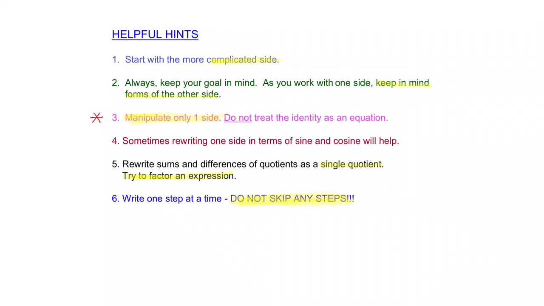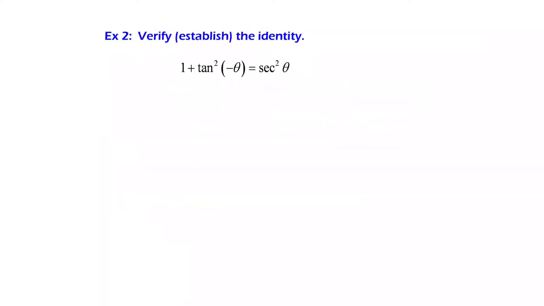So the next process is just looking at a couple of these problems and seeing if we can establish the identity. Example 2: 1 plus tangent squared of negative theta is equal to secant squared of theta. So we've got some tangent squared and secant squared. The first thing I think of is, okay, something to do with a Pythagorean identity possibly. But let's take a look.